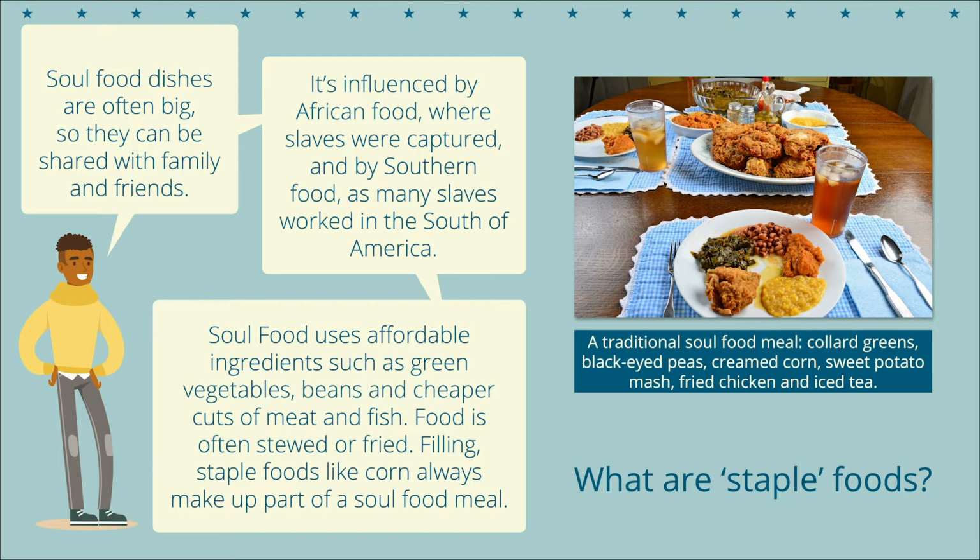Soul food uses affordable ingredients such as green vegetables, beans and cheaper cuts of meat and fish. The food is often stewed or fried. Filling staple foods like corn always make up part of a soul food meal. What are staple foods?